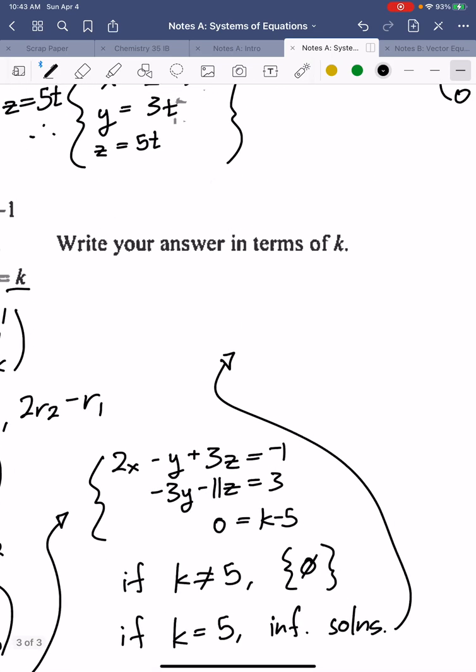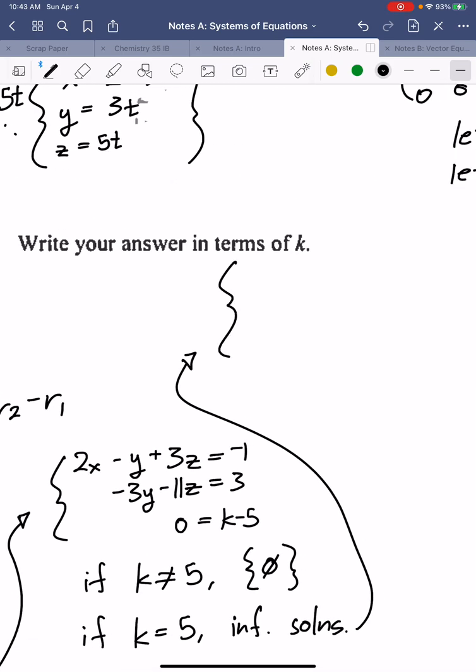If we let k equal 5, then we have this: 2x minus y plus 3z equals -1. Then we have -3y minus 11z equals 3. And then 0 equals 0.